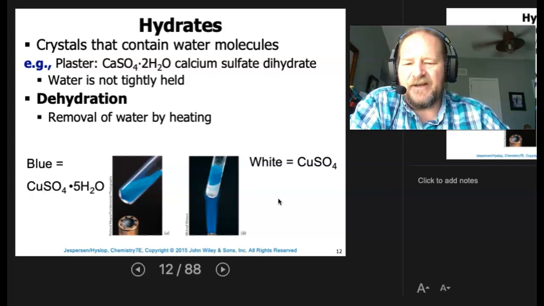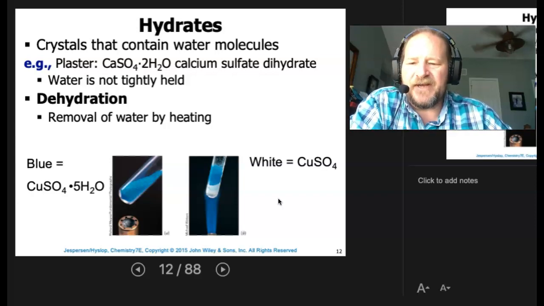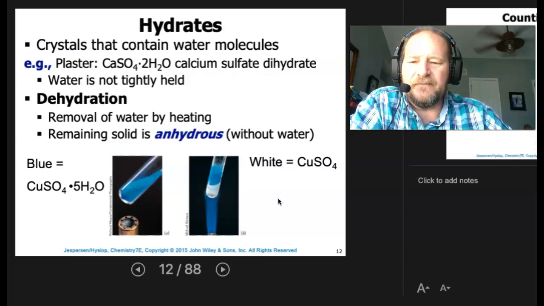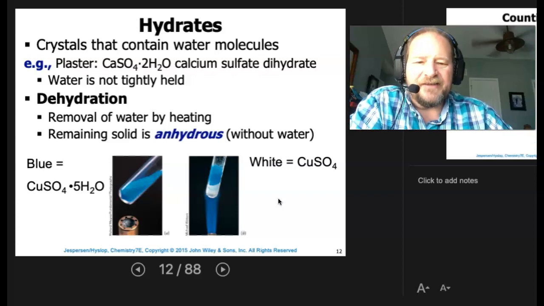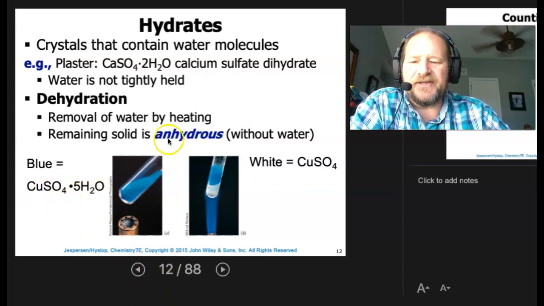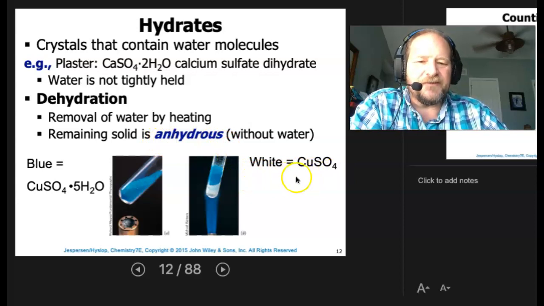And so on this side, we get a nice blue, pretty crystal, which is a pentahydrate. And on the other side, we get just the white powder, right? Because the hydrate is gone now. The remaining solid is called anhydrous. So when you're looking at labels in the lab this semester, we'll see this a couple of times. We can have copper sulfate pentahydrate, and then you'll see copper sulfate anhydrous. That's going to be your CuSO4, which means you're probably going to have a white powder.